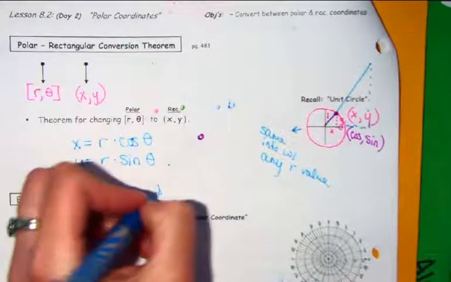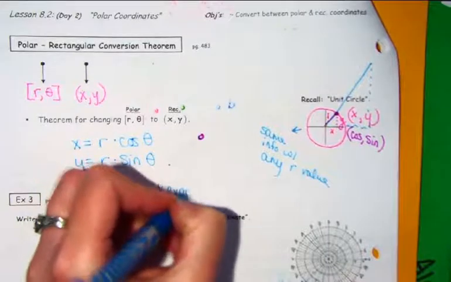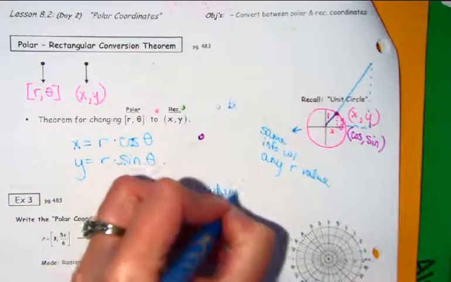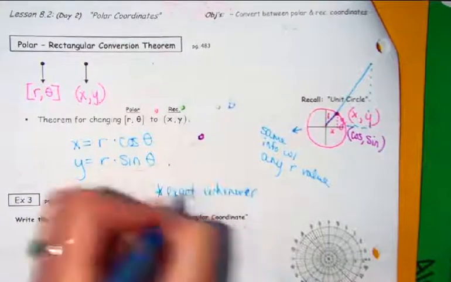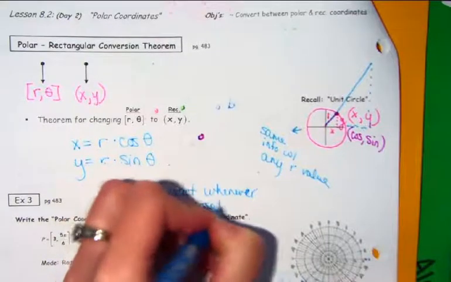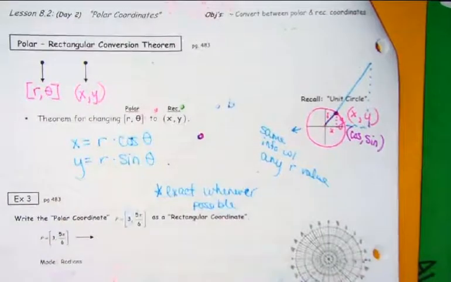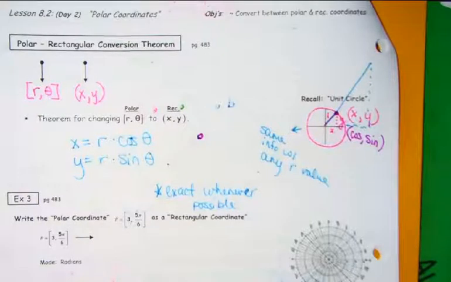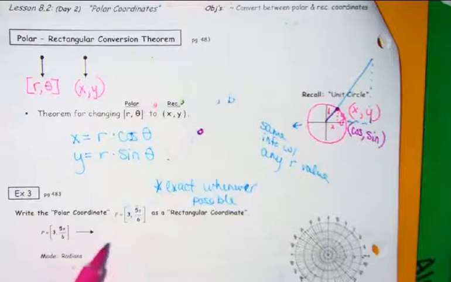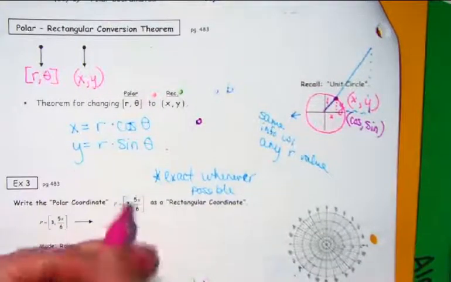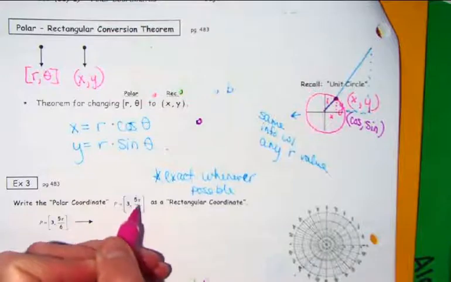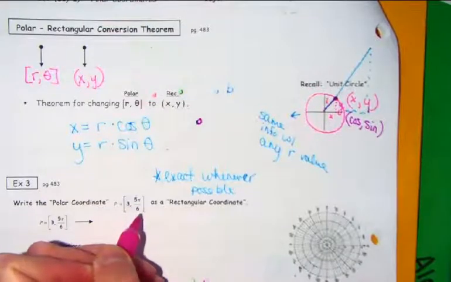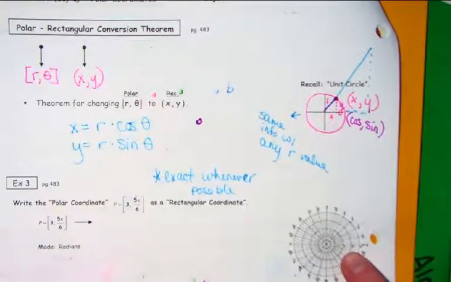And we do want to say that we're going to say exact whenever possible. We're going to keep these values exact if we can. But I'll show you how we can always check our answers, because that's always a good thing to know. So I have a polar coordinate, 3, 5 pi over 6. Let's go ahead and graph where that is first of all, so we get an idea where we're looking.